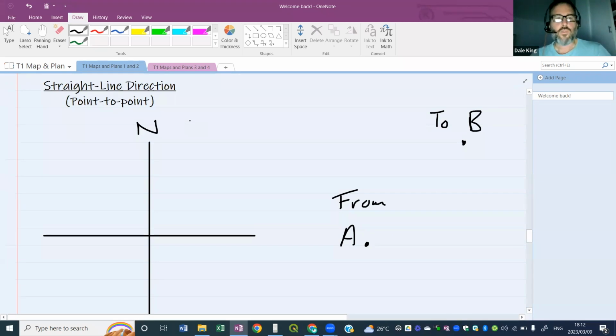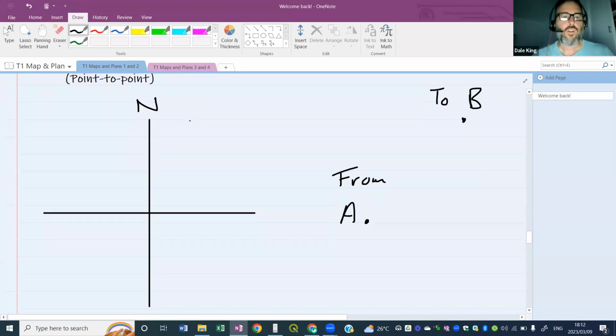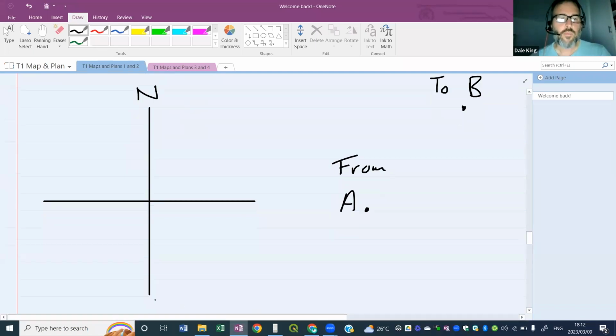So let's talk about the compass points in the map. Everyone knows that north is always up, and south is at the bottom, opposite north. Then you just think of the word "we". W is on the left and E is on the right. So think of the word "we": it's west and east.